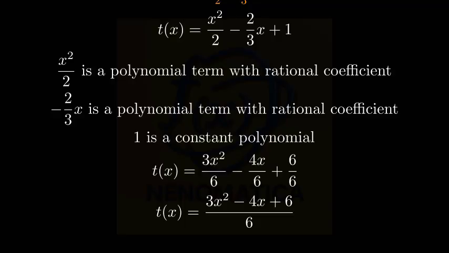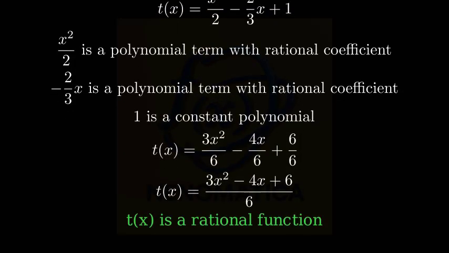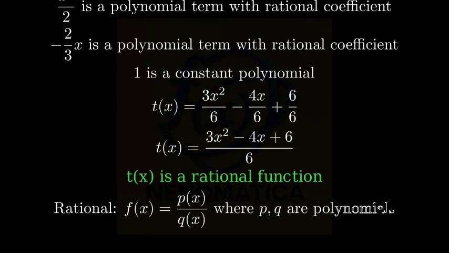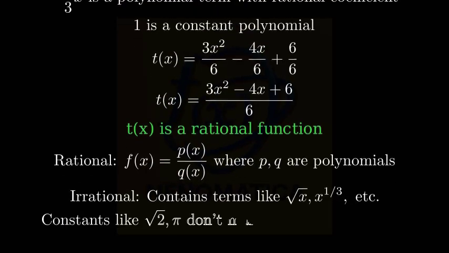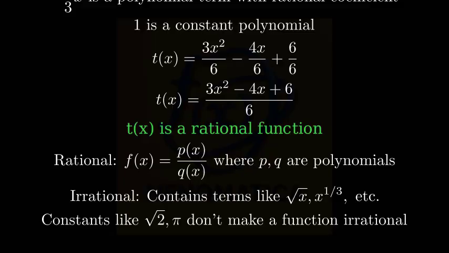Let's summarize what we've learned about identifying rational and irrational functions. A function is rational if it can be expressed as a quotient of polynomials. If a function contains any non-polynomial term, such as a term with a square root or fractional exponent, it is irrational. Constants, even irrational ones like square root of 2, don't make a function irrational when they're not part of a variable expression.